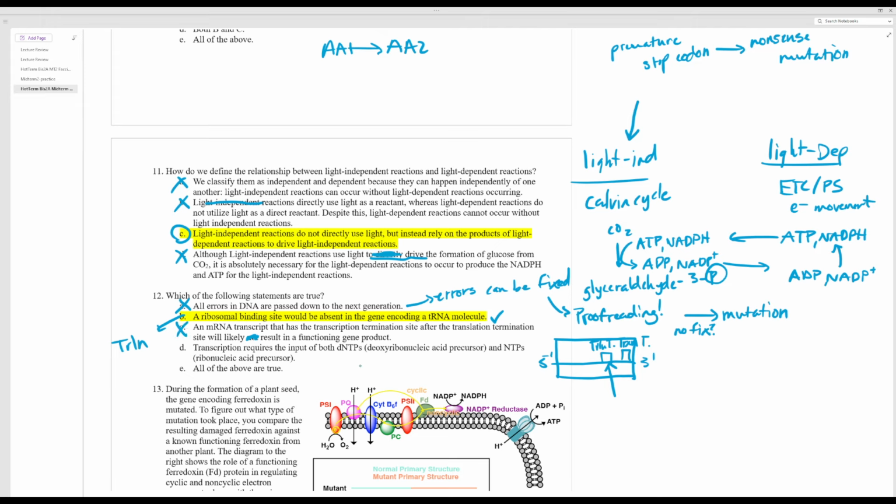Transcription requires the input of both dNTPs and NTPs. Nope. Just NTPs. You need NTPs and your DNA template. You also technically need the enzyme RNA polymerase. But anyways, you do not need dNTPs. So that makes B our only answer.